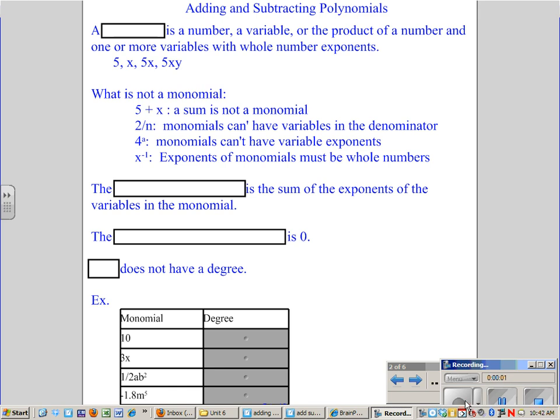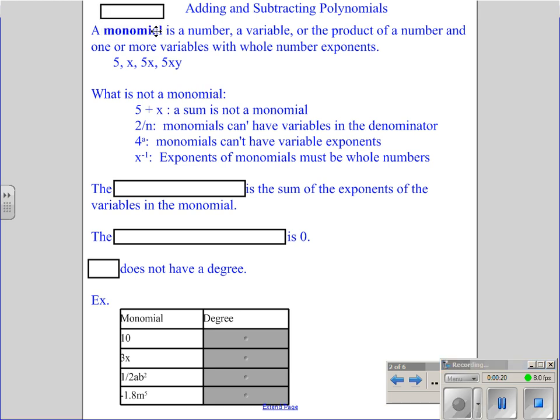Just a quick review. A monomial is a number, a variable, or the product of a number and one or more variables with whole number exponents. It's also a term.